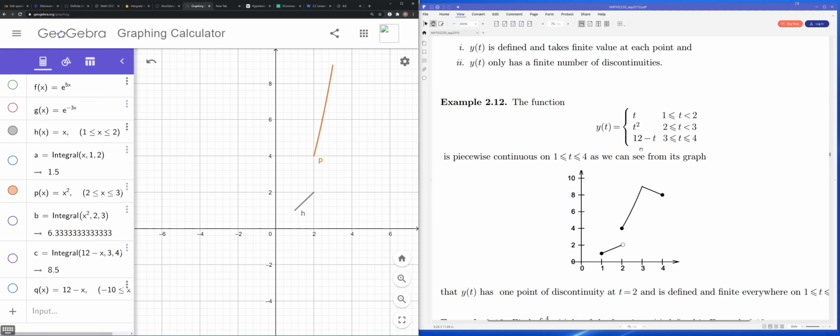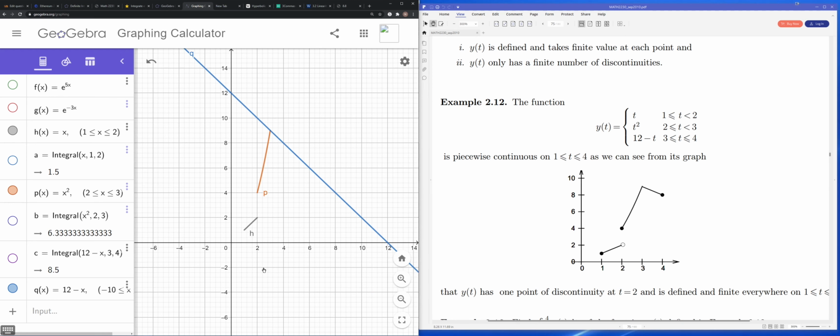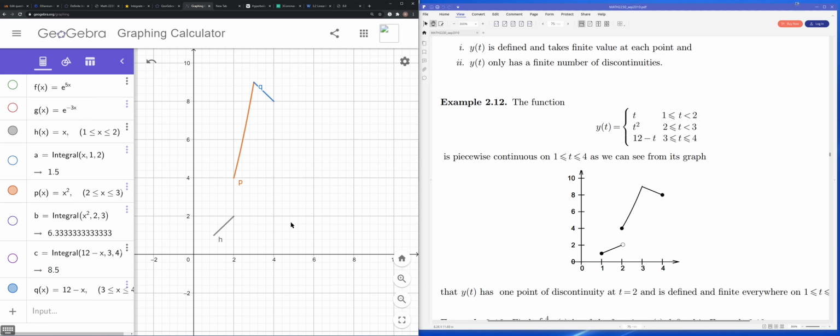And then finally, what we want is this piece, 12 minus t. Again, you do the same thing. You graph the entire 12 minus t, and the entire 12 minus t would look like this. But we just want the piece between 3 and 4, so we chop it off. So that is what our graph would look like.